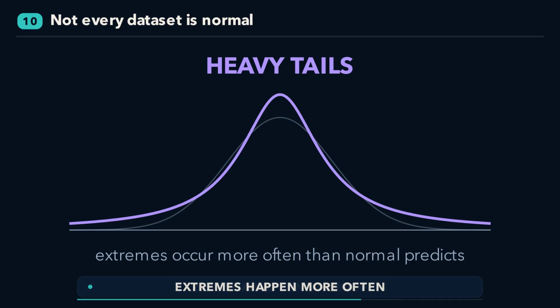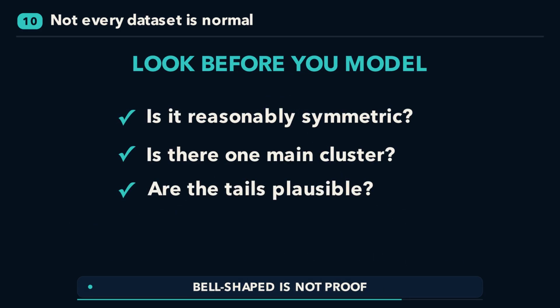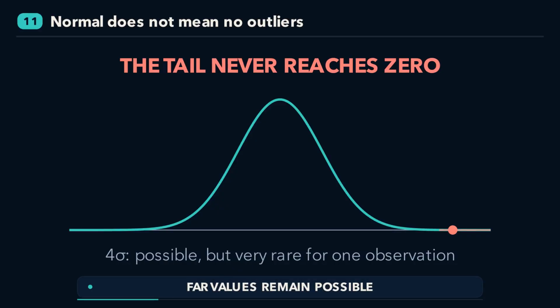Before using a normal model, ask, is the shape reasonably symmetric? Is there one main cluster? Are the tails plausible? And is there a real mechanism, such as many small contributions or an average, that supports the approximation? A normal curve never actually touches 0. Its tails extend forever. That means extremely distant values are possible, just increasingly unlikely.